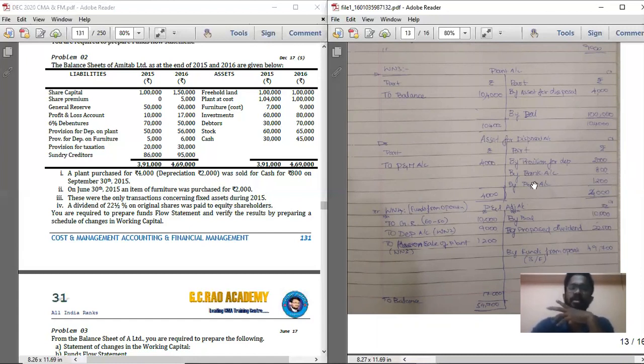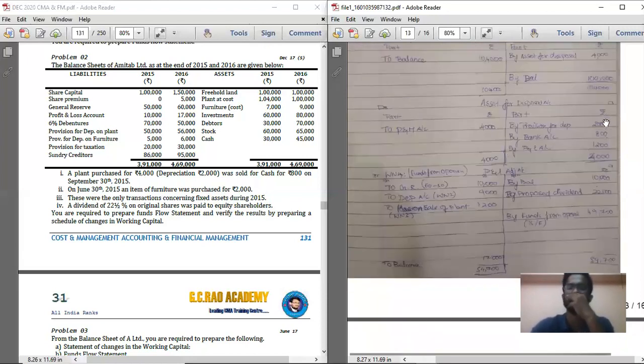When you are making a loss on the asset, your P&L account will be debited and your asset account will be credited with the P&L account, that is by P&L 1200. If it is a profit, it will come on the debit side. If it is a loss, it will come on the credit side. So by P&L account, below that by bank account record, by P&L account, within bracket balancing figure.